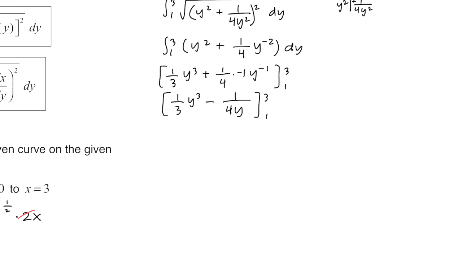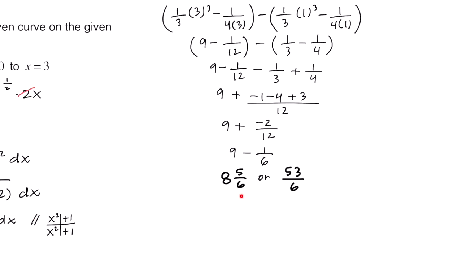So we're ready to evaluate. We're going to plug in 3 minus plugging in 1. So for our final answer, we get 8 5/6, or 53 over 6.